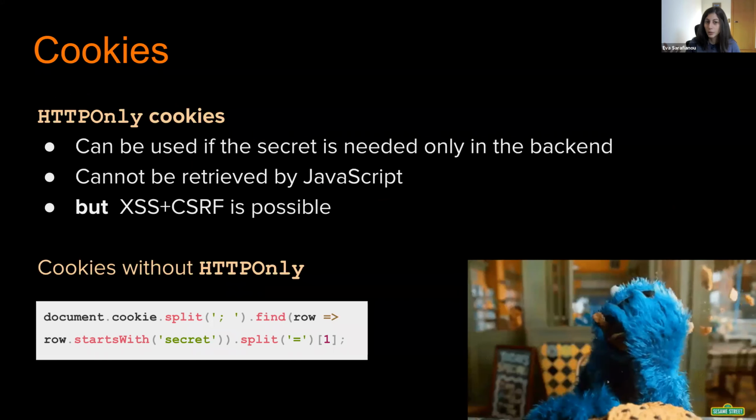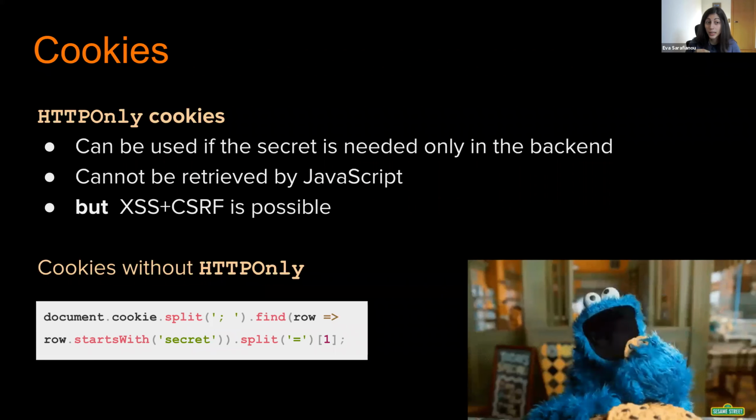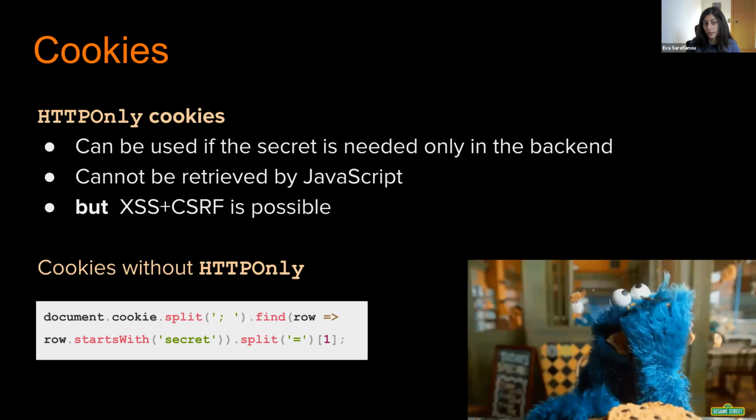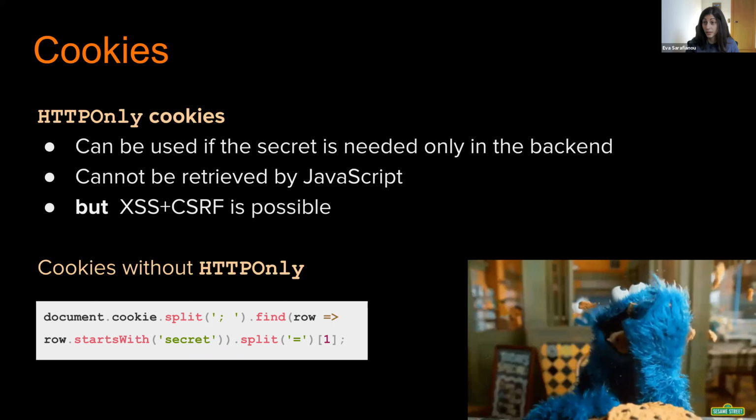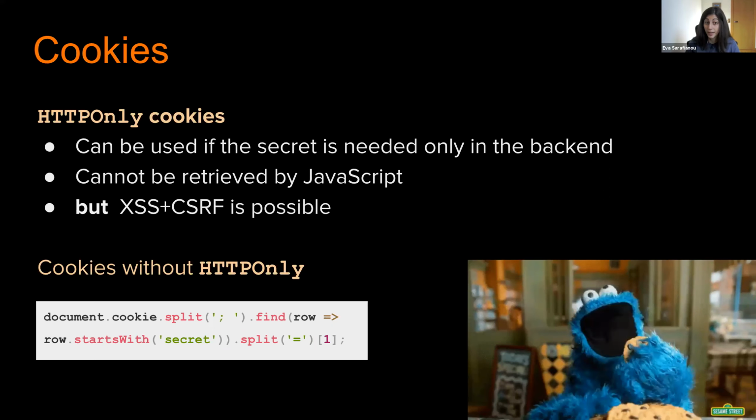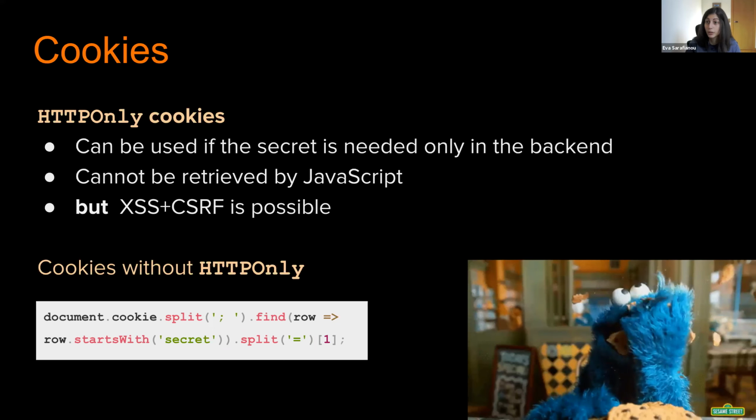Now, for HTTP-only cookies, we can use them only if the secret is used in the backend. And this is because what HTTP-only says is that this cookie cannot be retrieved by JavaScript. This is great because the attacker's JavaScript cannot get it, but this also limits the functionality that we can have around the secret, because our front-end JavaScript also cannot access the secret.